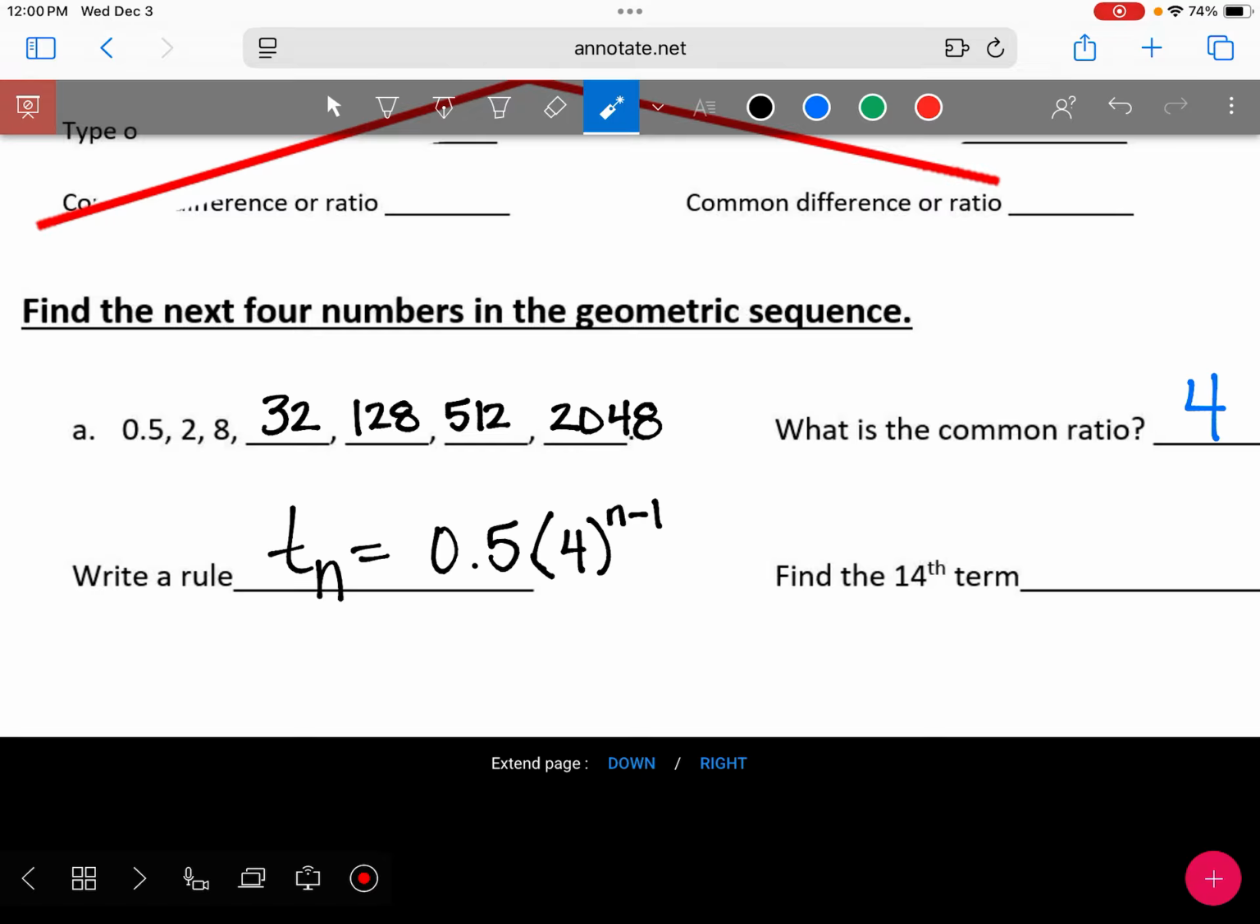Now that you have your rule, use that rule to figure out T14. And it is going to be a big number because we're multiplying by 4. It's a big, big number. Anybody need a calculator?